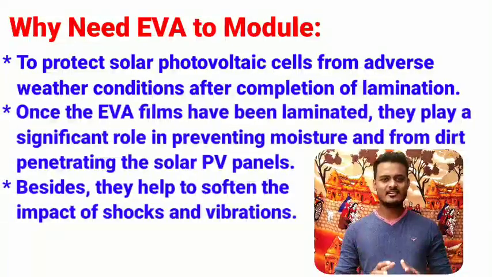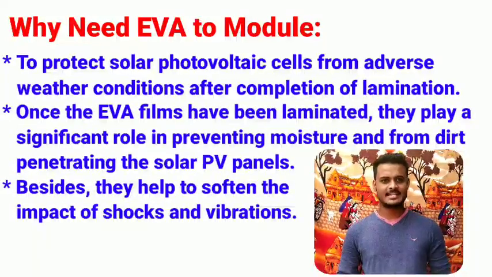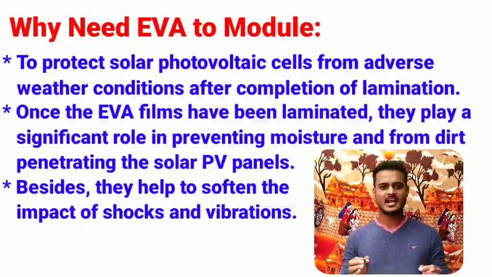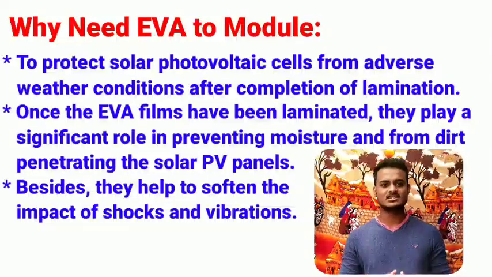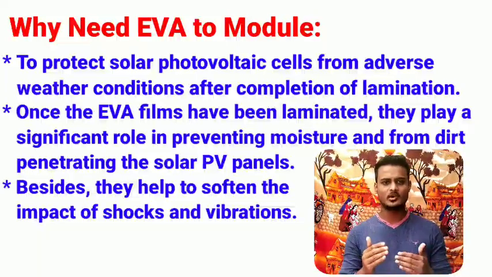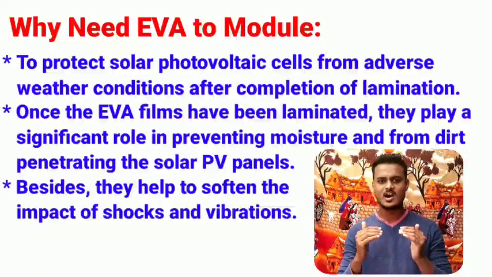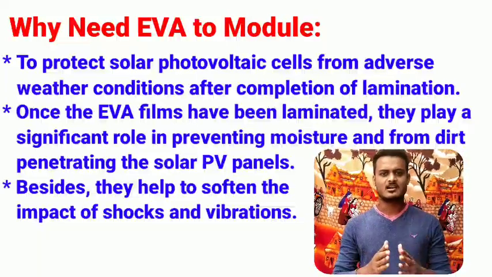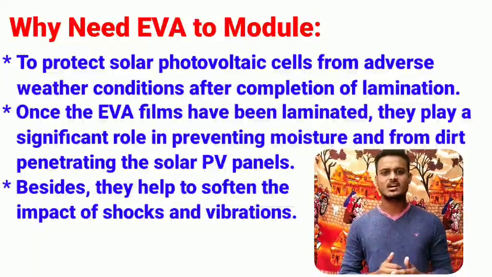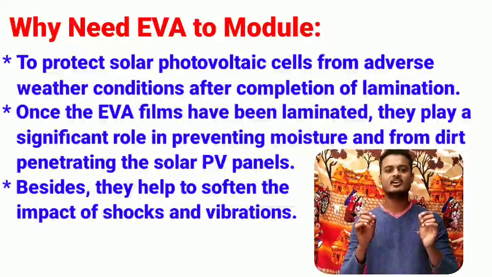Once the EVA film has been laminated, it plays a significant role in preventing moisture and dirt penetration into the solar PV panels. Once lamination is completed, the module will be protected from the weather conditions as well as moisture and dust penetrating the solar PV modules. Besides, it helps to soften the impact of shocks and vibrations.